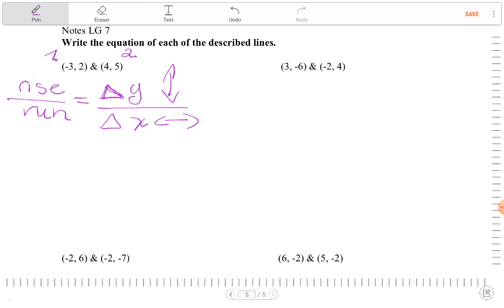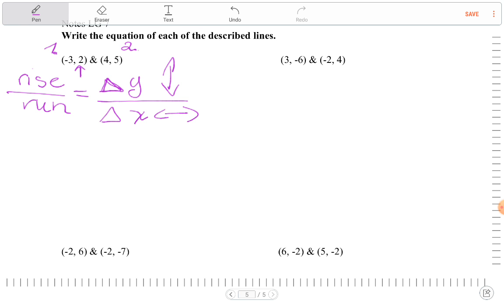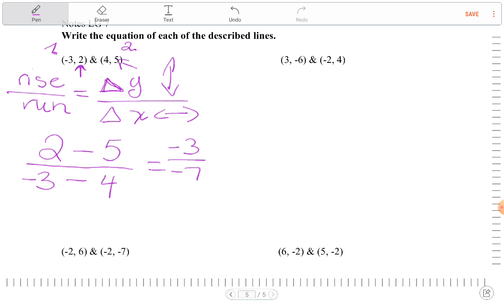So what is my y coordinate from point 1? My point 1 has a y coordinate of 2. Then I'm going to subtract the y coordinate of point 2, which is 5. And then I'm going to use my x coordinate from point 1 and subtract the x coordinate from point 2. Let's see what this turns into. 2 minus 5 is negative 3. And negative 3 minus 4 is negative 7.